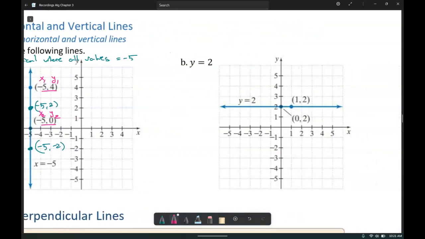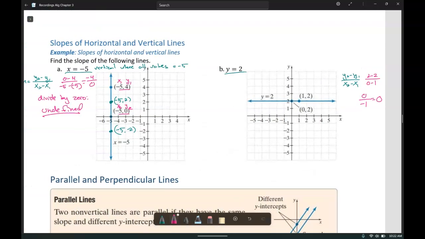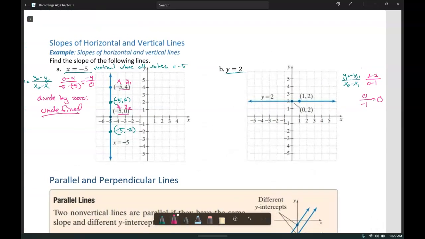Now, conversely, with horizontal lines, again, all points have a y value of 2, so we could pick any 2 points on this line. I just have those 2 there. We have our slope, y2 minus y1, x2 minus x1. And so we can plug in our values, 2 minus 2 over 0 minus 1. We end up with 0 over -1. Well, we can divide 0 by anything. That just equals 0. So all horizontal lines have a slope of 0.